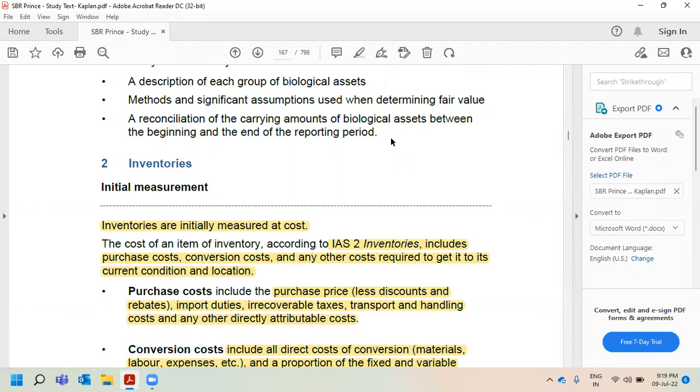Today we will begin a new topic, IAS 2 Inventories. Before I proceed to what IAS 2 Inventories is, I would like to give a brief introduction about myself.